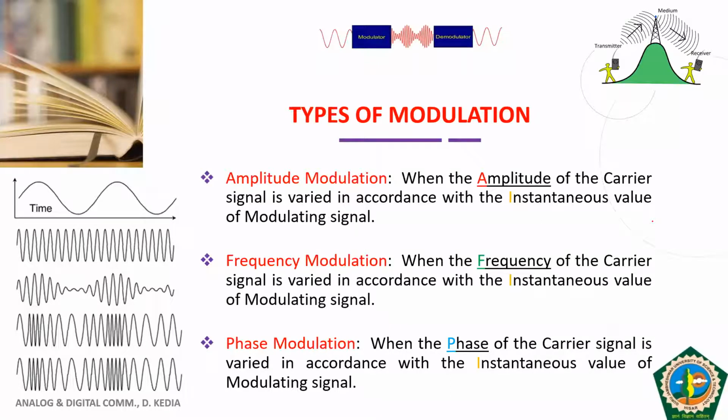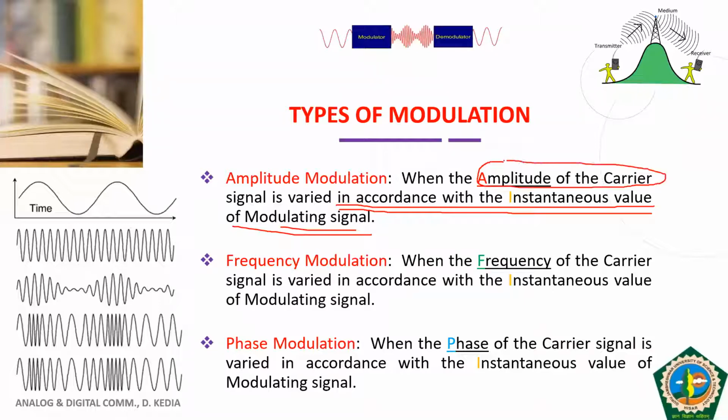Okay, so when we change the amplitude of the carrier in accordance with the instantaneous value of the modulating signal. Students, I am again and again repeating this thing. You have to keep these two things in mind. One is the instantaneous value of the modulating signal. Another thing that you have to keep in mind is the amplitude of the carrier when we talk about amplitude modulation. Okay, so the amplitude of the carrier is varied in accordance with the instantaneous value of the modulating signal.